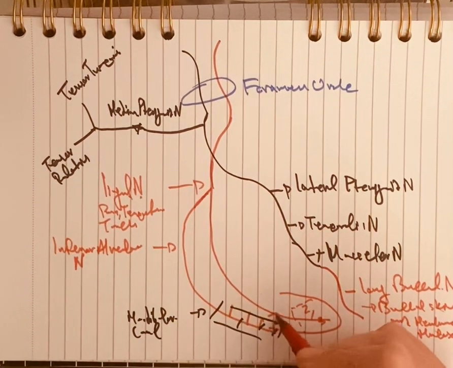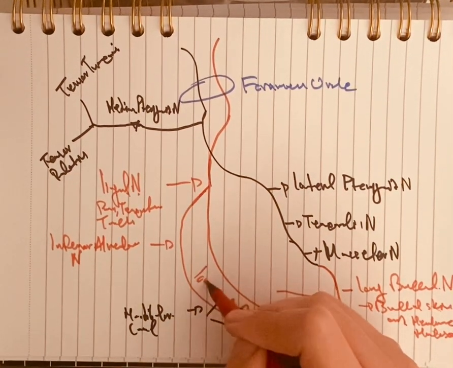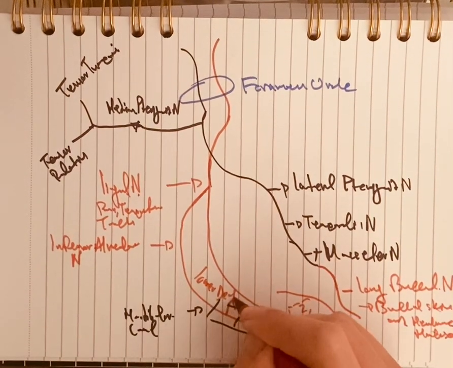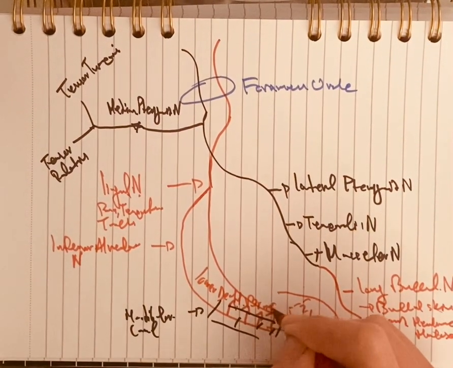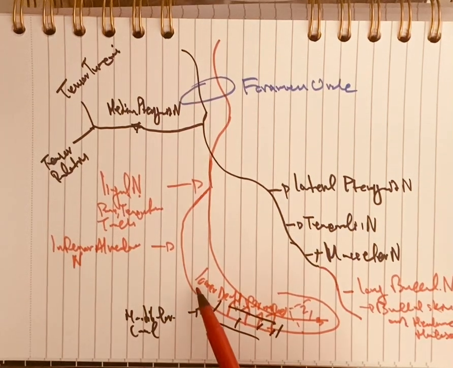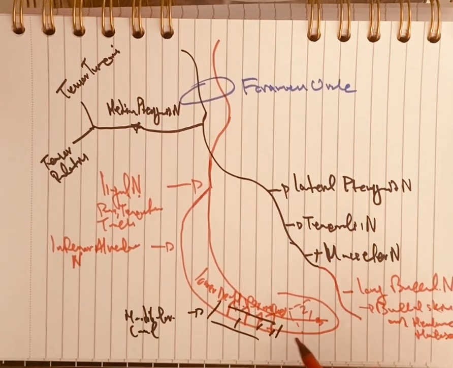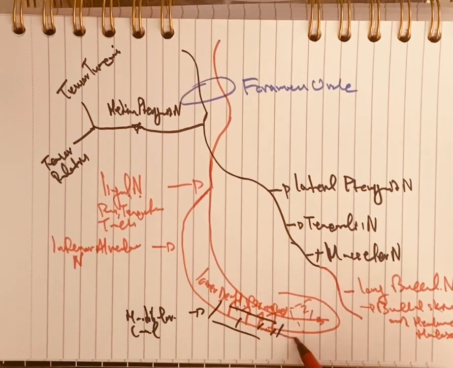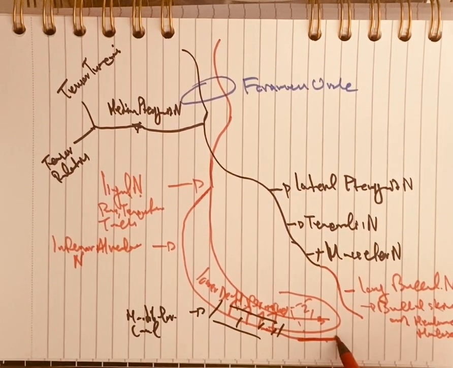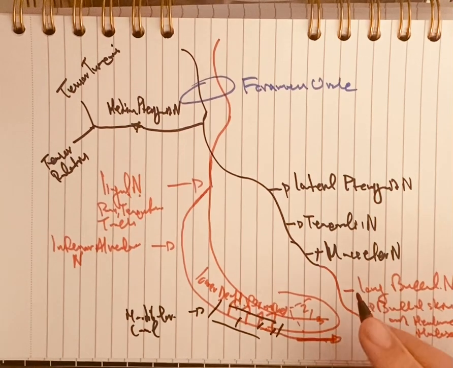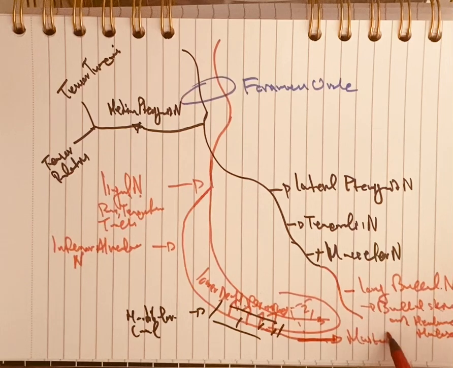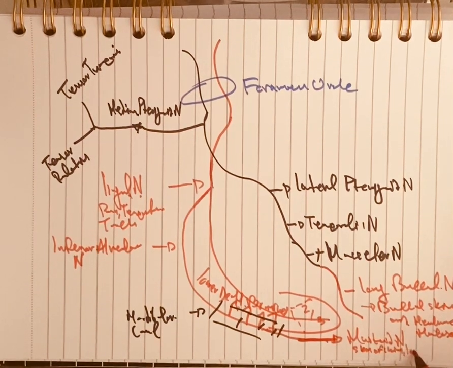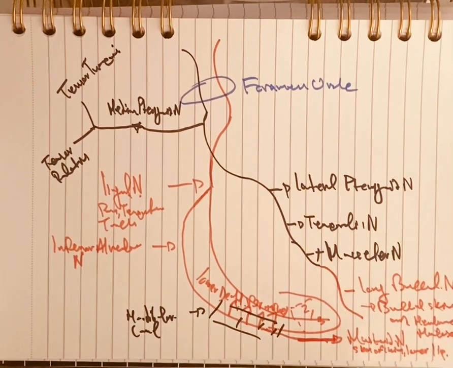gives the lower dental branches that innervate the lower teeth, and the terminal branch of the inferior alveolar nerve is called the mental nerve and innervates the skin of the chin and lower lip.